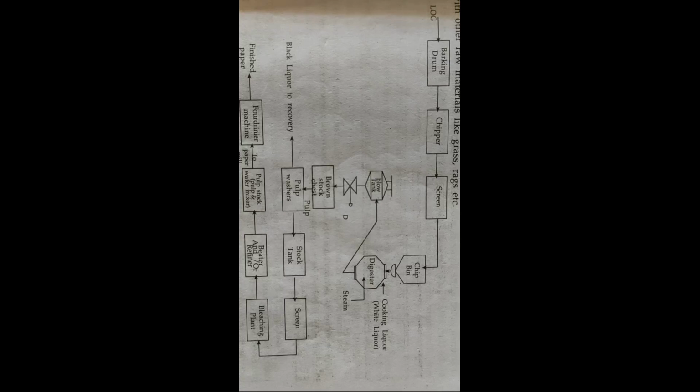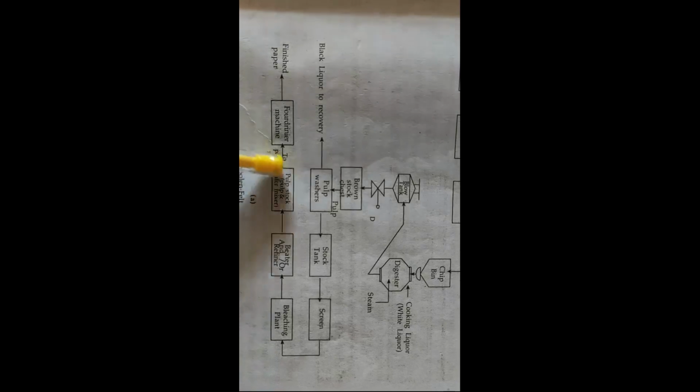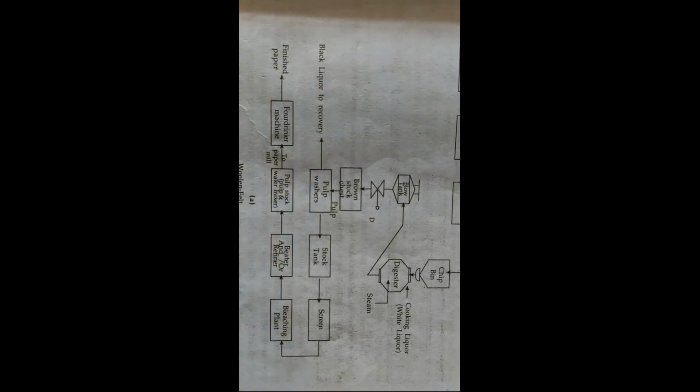In the refining, fillers and sizings are added to improve the resistance of the pulp. Fillers and sizers should be added to this pulp so that it increases its resistance. After that it is sent to the pulp stock. Then that high resistance pulp is sent to the paper mill, that is the Fourdrinier machine.